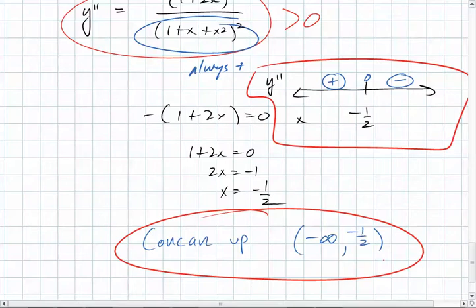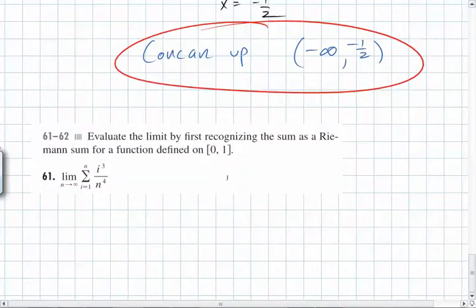Do you understand what they're asking? They're saying evaluate the limit by first recognizing this as a sum, recognizing the sum as a Riemann sum for a function from 0 to 1. So what it's telling you is this is equal to the integral from what to what? 0 to 1 of some function. If you had the function, can you use FTC part 2? Yeah. But we need to recognize what the function is. So you need to pull this apart a little bit.